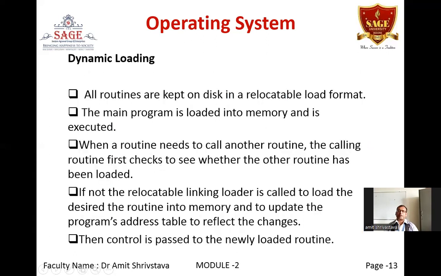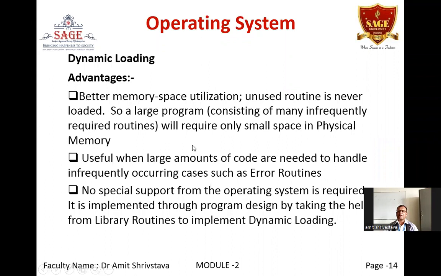Now, next is dynamic loading. All routines are kept on the disk in a relocatable load format. The main program is loaded into the memory and is executed. When a routine needs to call another routine, the calling routine first checks whether the other routine has been loaded. If it has not been loaded, then the relocatable linking loader is called to load the desired routine into memory and to update the program's address table to reflect the changes. Then control is passed to the newly loaded routine.